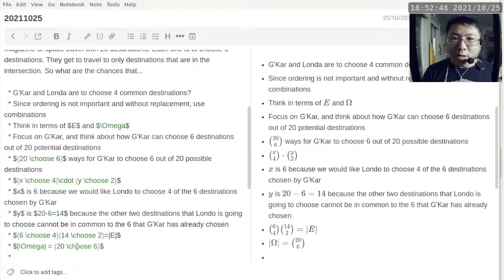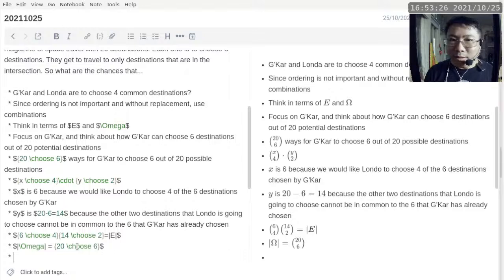Out of the 6 destinations that Londo, the second person, is choosing, we want 4 to match exactly, we want the 4 to match somewhere within the 6 destinations chosen by the first person, which is Jakar, and we want the other ones not to match any of the chosen destinations from the first person. So it's a matter of perspective. We are just basically throwing the counting of the first person out because it really does not matter in this case when it comes to the chances.